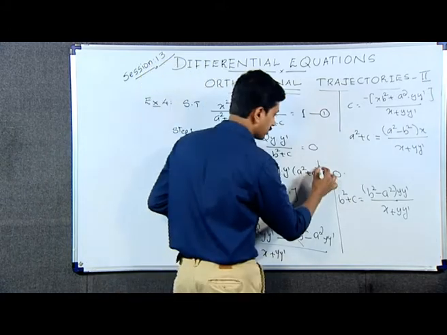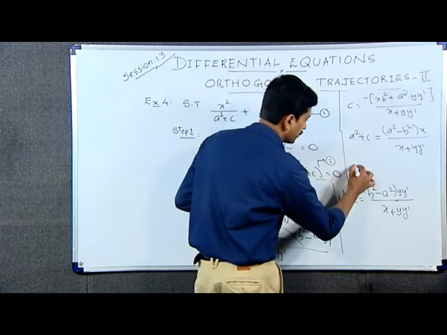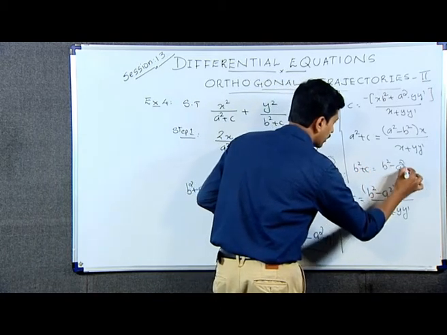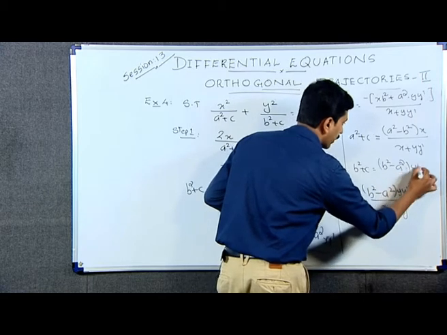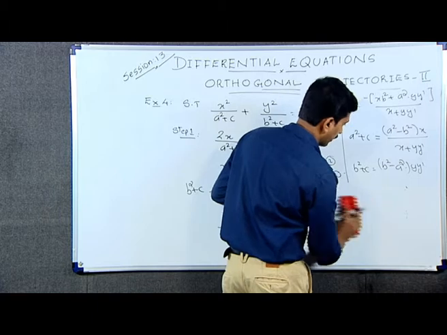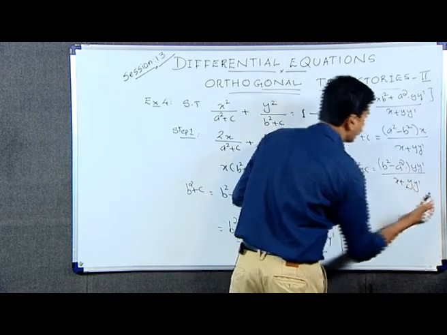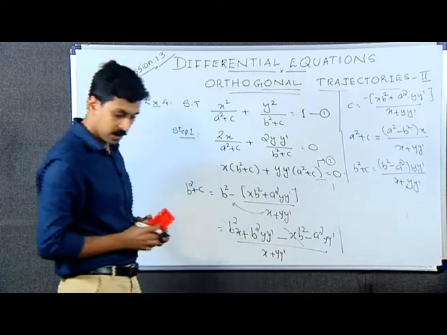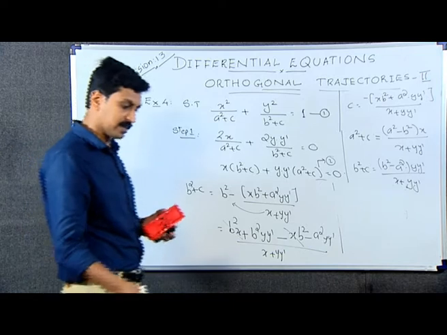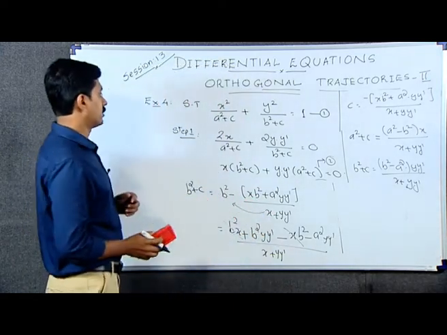So, I am writing this as equation number 2, that we also have to use: b square plus c is equal to b square minus a square into y y dash divided by x plus y y dash. Now, see, we found a square plus c as well as b square plus c, we will put all these values in 1.